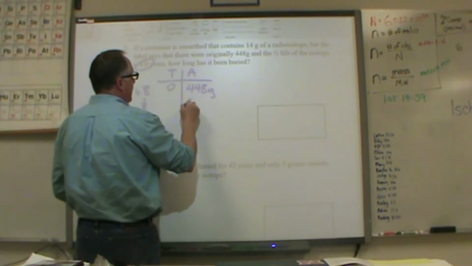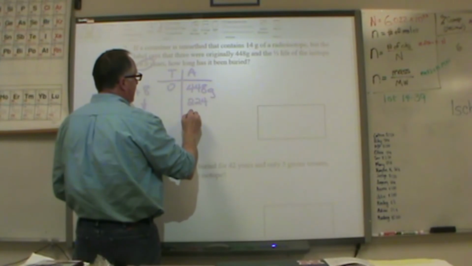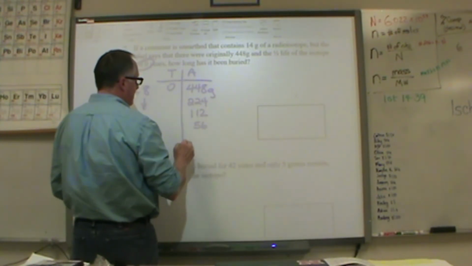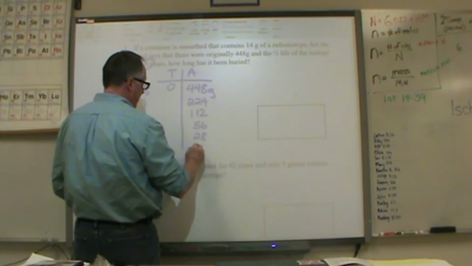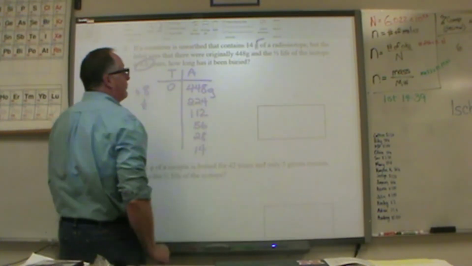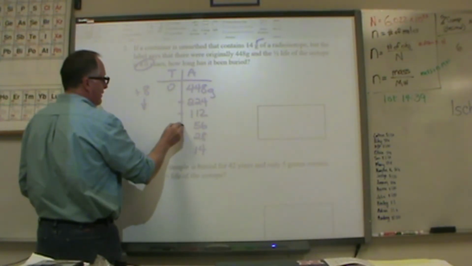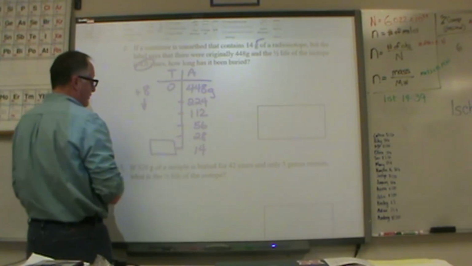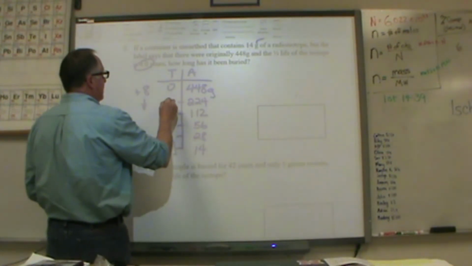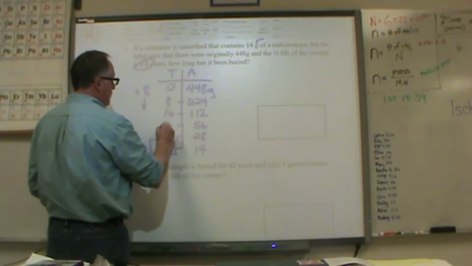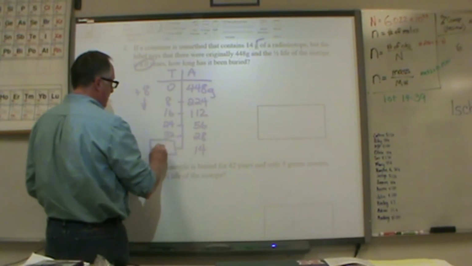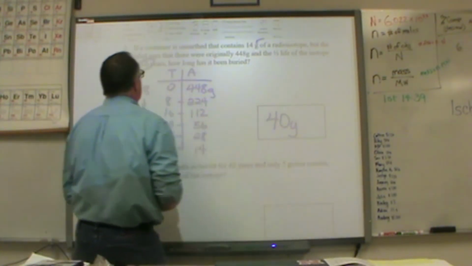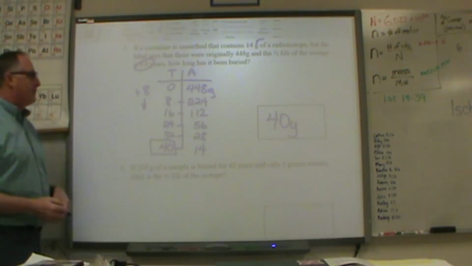So on this side, half of that is 224, half of that is 112, half of that is 56, half of that is 28, that is 14, and that's what I am looking for. So I'm going to go down to here. So now I'm just going to count up by 8 till I get here, and whatever answer is in that box will be my answer. So I have 8, 16, 24, 32, 40. So it will be after 40 years that it has been buried that it would have only 14 grams left.